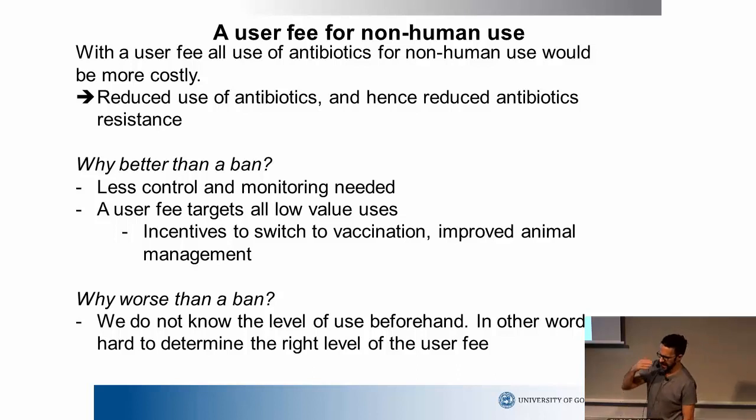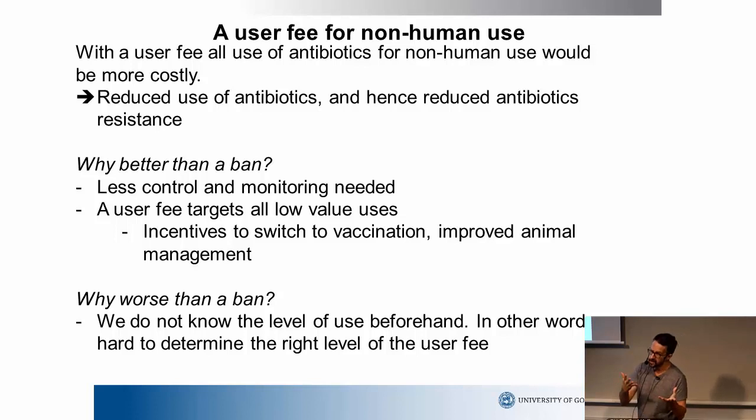Now, I wanted to contrast that with another idea, and that is that we implement a tax or a user fee for the use of antibiotics. Now I'm talking about animals, so for non-human use. So instead of saying you are only allowed to use the antibiotics under these circumstances, but not under these circumstances, another idea would be to increase the actual cost or the price of the drug. And that would be what we call a user fee of antibiotics.